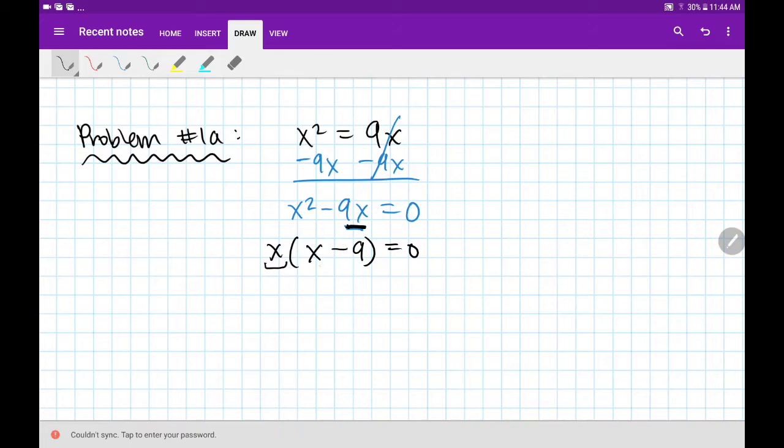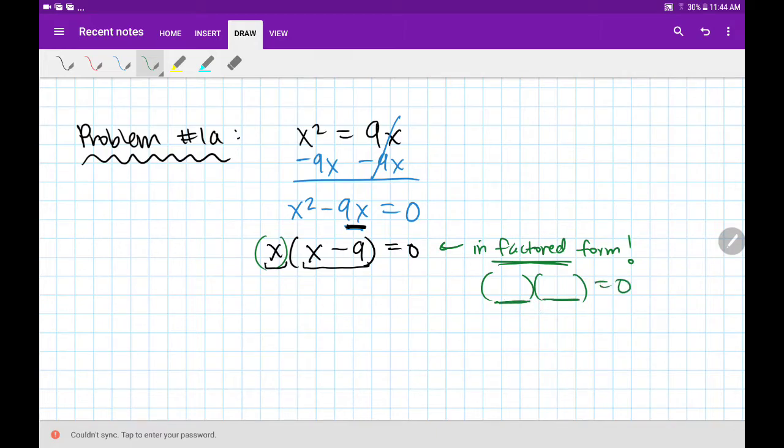Once we're done, I'm ready to set each factor equal to 0 because I'm already in factored form. Remember, factors are just pieces that multiply. So once I've got it looking like this, in parentheses, technically there's parentheses right there, then I'm ready to set each factor equal to 0. So we're going to do that here. I get x equals 0, and I get x minus 9 equal to 0.